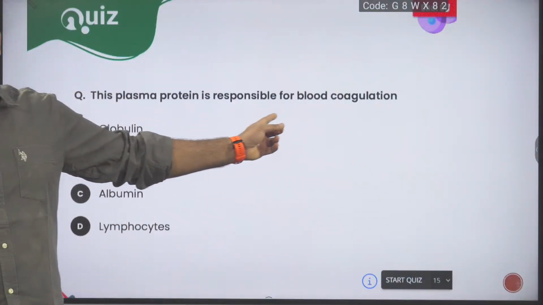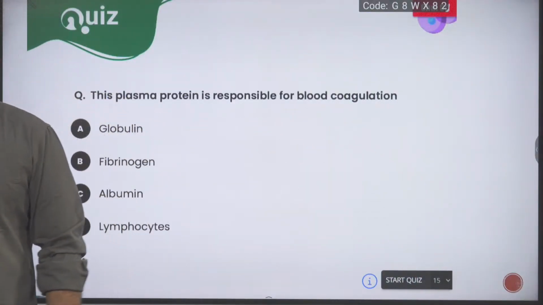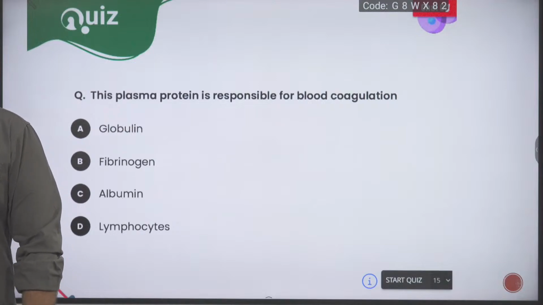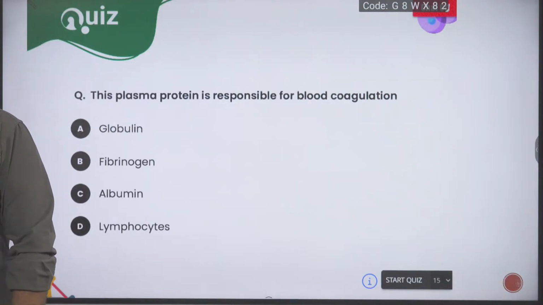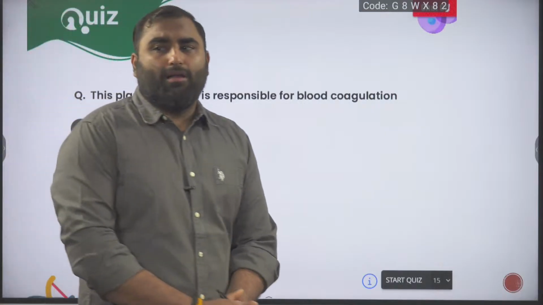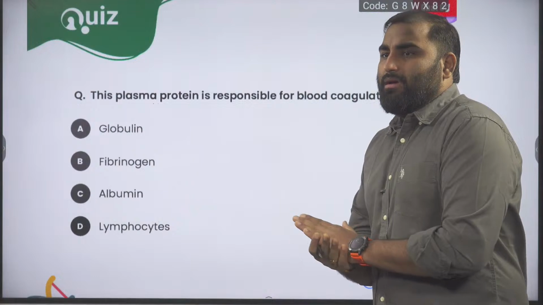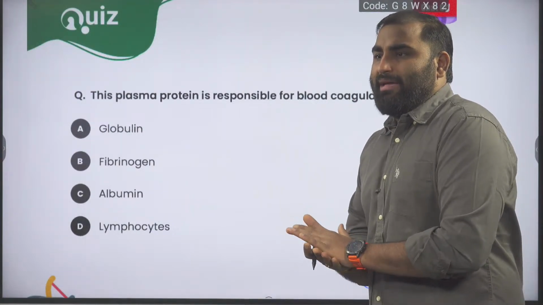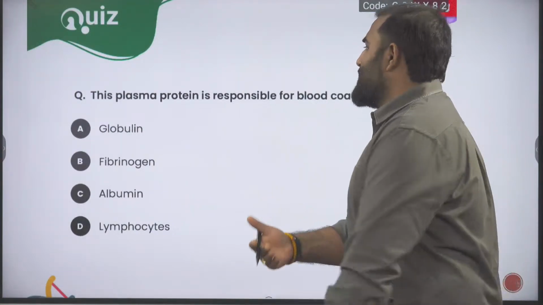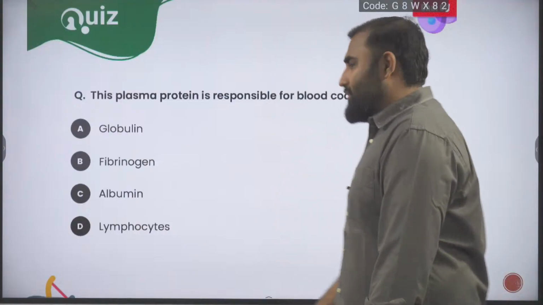Which plasma protein is responsible for blood coagulation? Globulin, fibrinogen, albumin, or lymphocytes? Come on, quickly. Which is the option? A, B, C, D. You can also consider it as 1, 2, 3, 4. Quickly, guys.